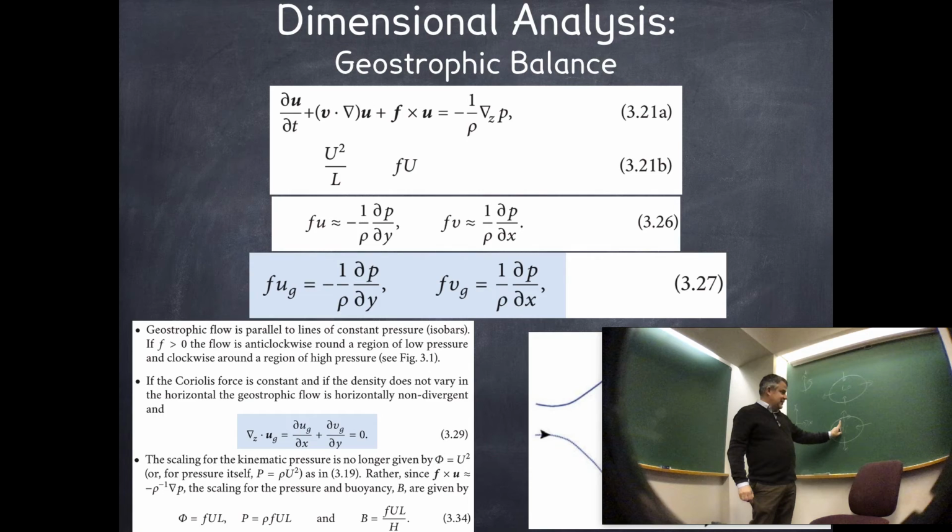Let's do a different color for the velocities so we don't get confused. What about here? Same argument, opposite direction. What about here? Same argument, this direction, this direction. Okay. What about the other equation? So v_g is which direction?